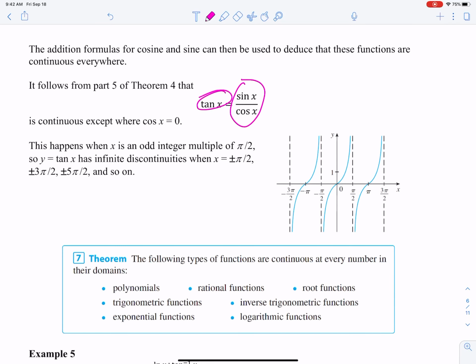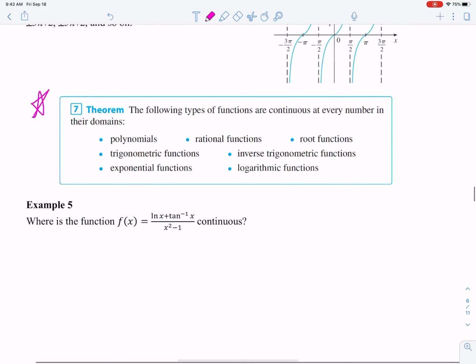All right, so Theorem 7. Again, something you definitely want to make sure you know. The following types of functions are continuous at every number in their domains. Polynomials, well, we've talked about those. Rational functions, continuous everywhere except where you'd have a 0 in the denominator. Root functions, depending if it's an even or odd root. You've got some things to check out. Well, actually, let's talk about that.